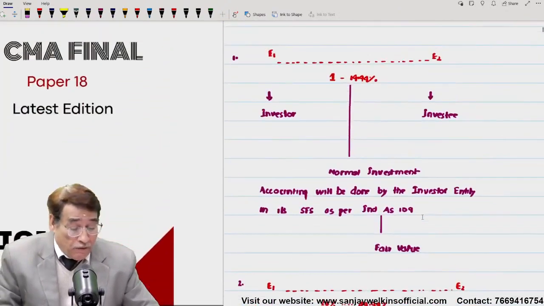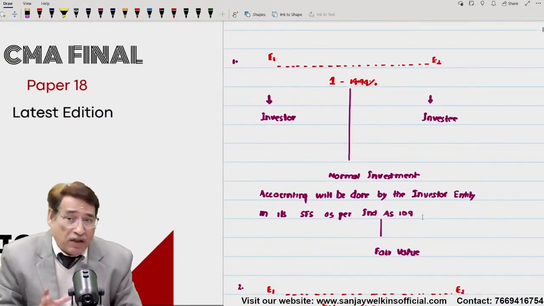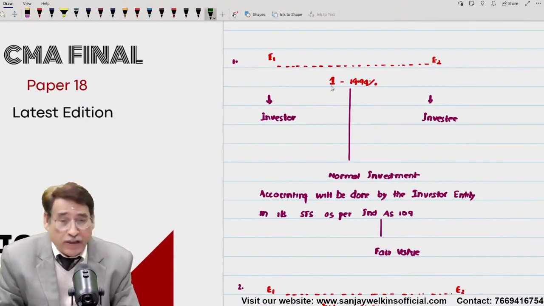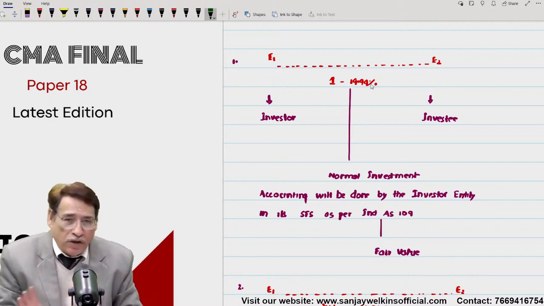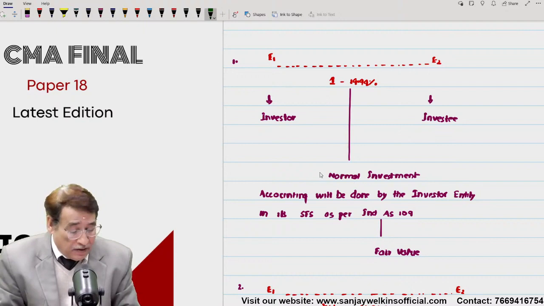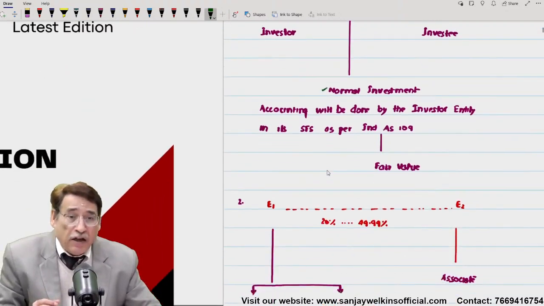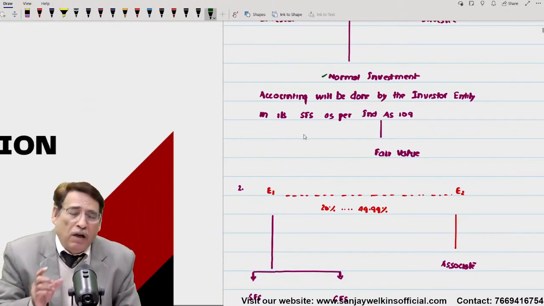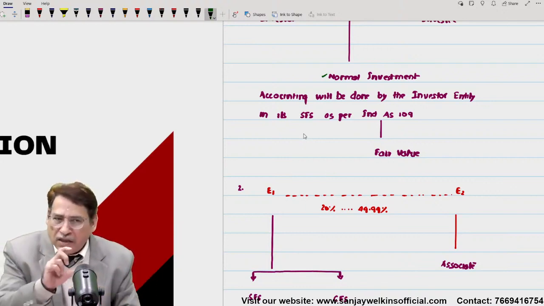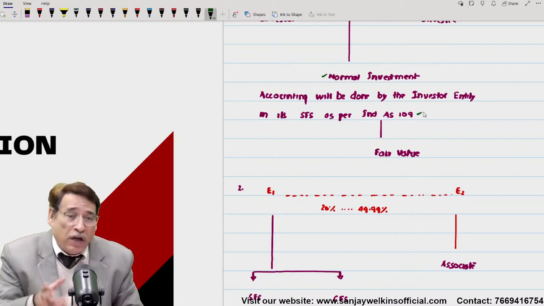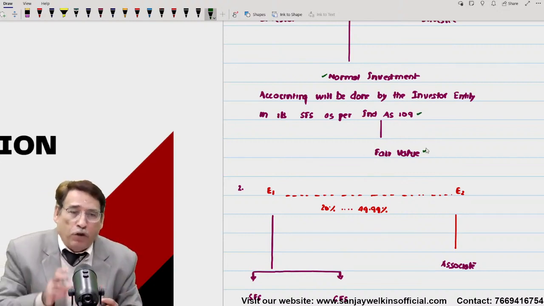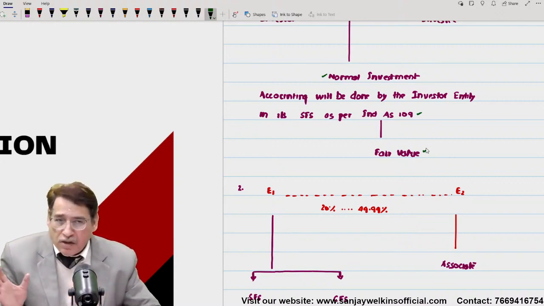Earlier, in the very first case, I told you that if my investment in other entities is between 1 and 19.99%, no consolidation is required. These are considered normal investments. In this case, the investor entity will account for these investments in the separate financial statement as per Ind AS 109. I also told you Ind AS 109 simply states that the investment should be booked at fair value. Is it clear to you or not?